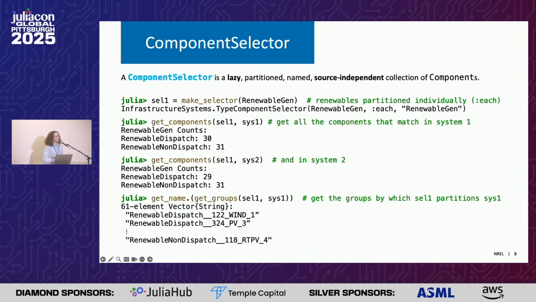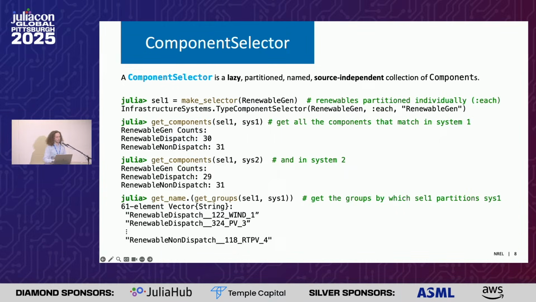So precisely, a component selector is a lazy, partitioned, named, source-independent collection of components. I'll go over what that means. At its most basic, here on the first line, you can see we're making a selector from this abstract type, renewable gen. That's just going to capture all the renewable generators in our PowerSystems.jl system. You can see we can call get components with that selector on a system. It returns this iterator of components.